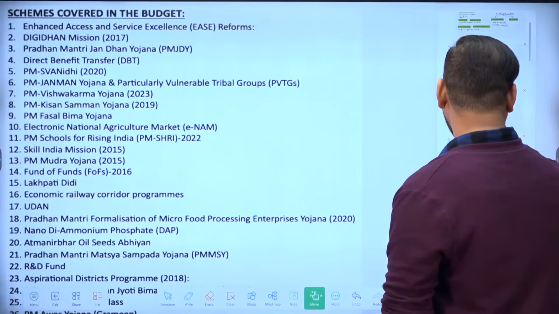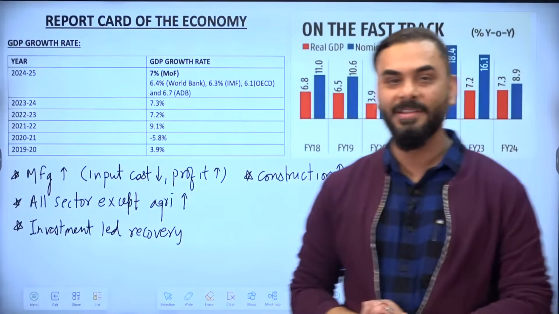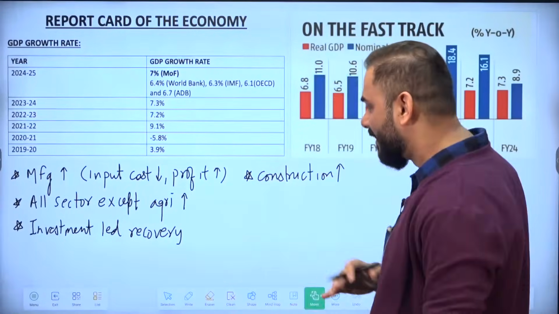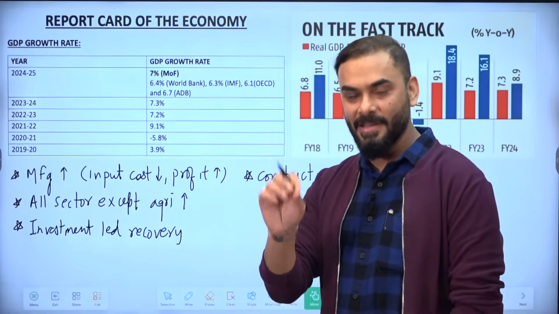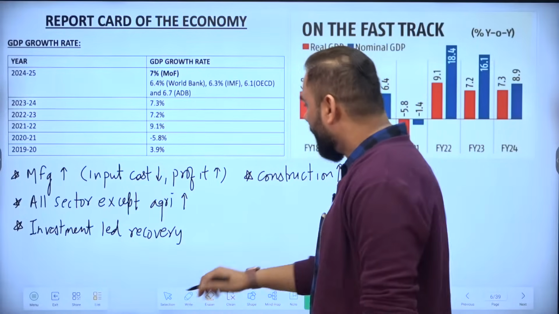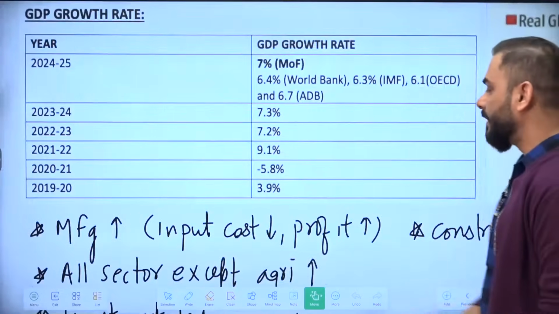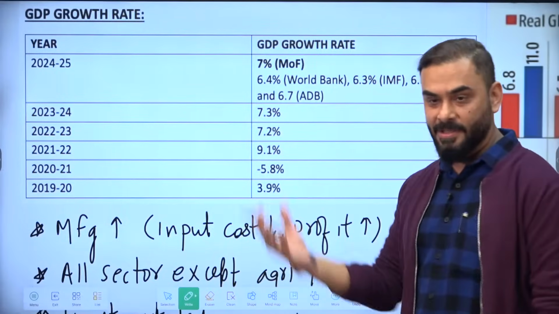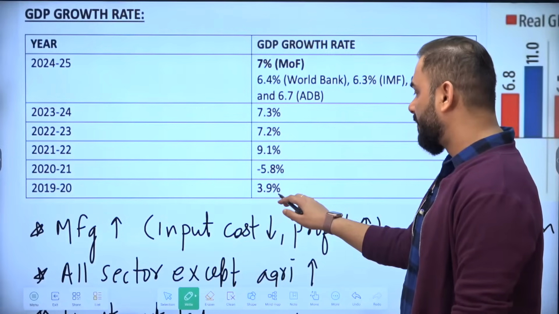Now let us start with the first one, the report card of the economy. And let me tell you how to read the report card for UPSC. See guys, I won't take much of your time, but I'll help you by guiding you through how to use these documents. I've created a table for you. You can clearly see this table I have compiled looking at the GDP of India. So you can clearly see that 2019, 23.9%.